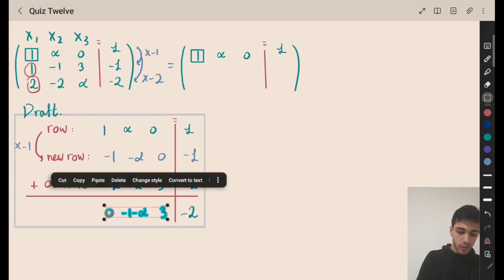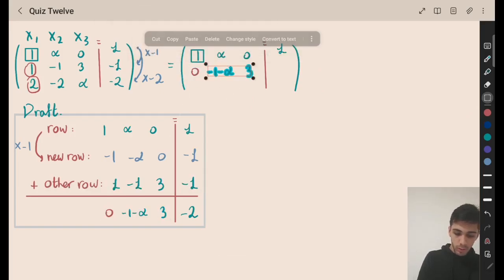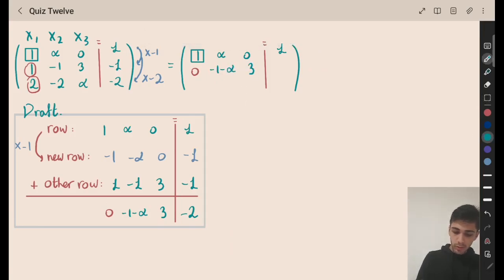Our new values for the second row are the following. And here we have a -2. You just need to do this one more time. If I multiply by -2, I get -2. Here I get -2 alpha. Here I get 0. And here it is -2.